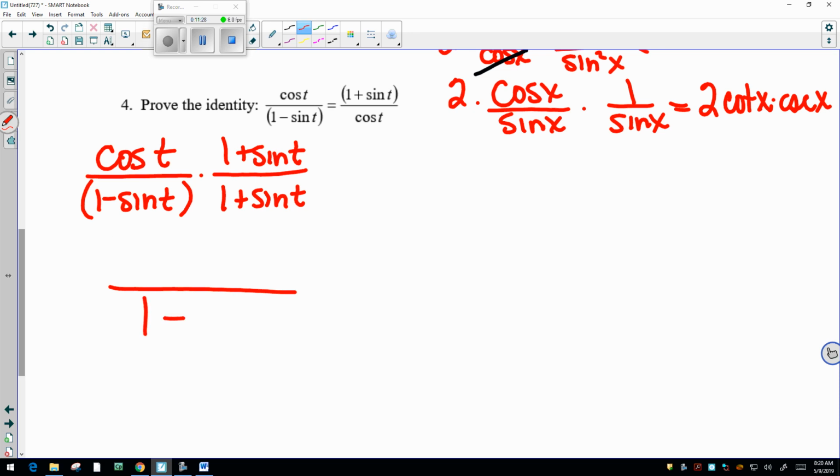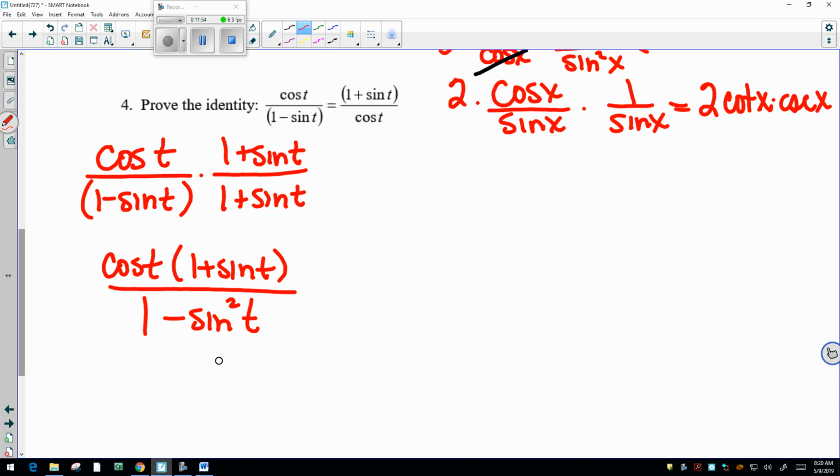This is going to simplify to 1 minus sine squared. I'm going to keep my numerator separate just for now. And the reason I'm doing that again is I'm using this final answer to drive where I'm going. I want a 1 plus sine t in my final answer. I have that 1 plus sine t. I have an extra cosine. I want cosine to go away. So that would make me think, what can I do with this denominator?